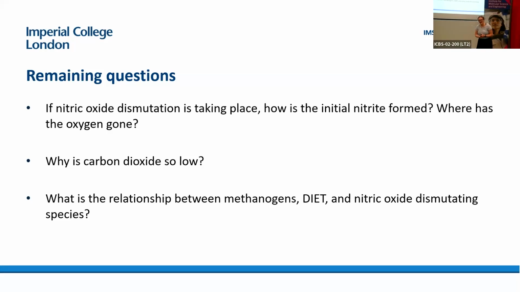And lastly, what is the relationship between methanogens, DIET, and nitric oxide dismutating species? As we saw in the initialization data, there was definitely some competition going on that seemed to then steady out. So how are they helping each other? Because they arrived at a peace.